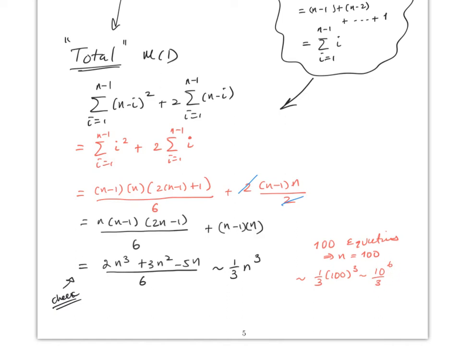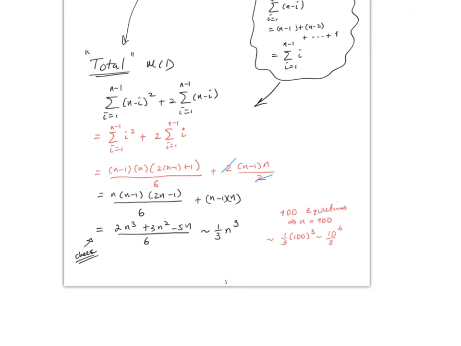Now, if you look back to what we did so far, all we figured out were the number of multiplications and divisions. For addition and subtractions, it's very similar.